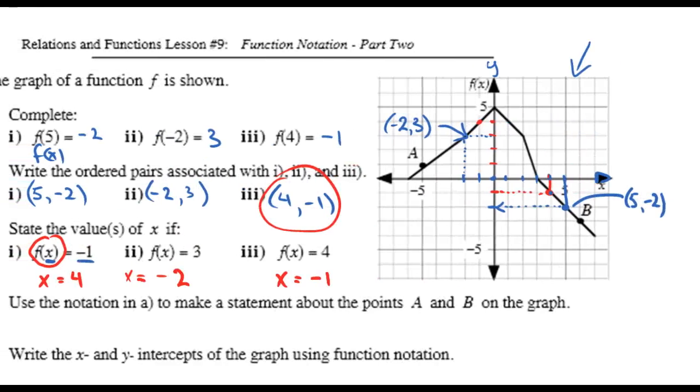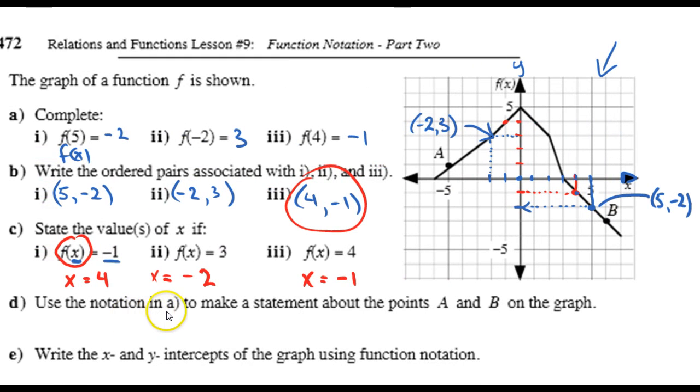Let's look at this one. Okay, so use notation in A to make a statement about points A and B on the graph. Well, point A on the graph, that would be f at -5 equals 1. That's A. And B, what is B here? F at 6 equals -3, I believe. 1, 2, 3, -3. Okay.